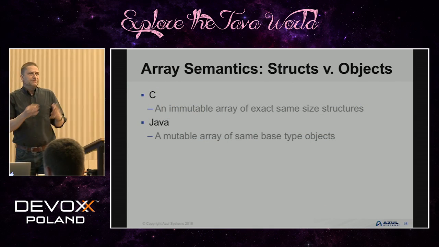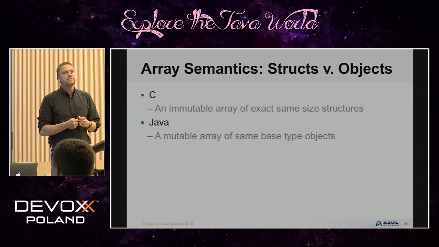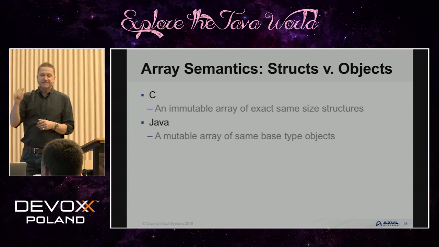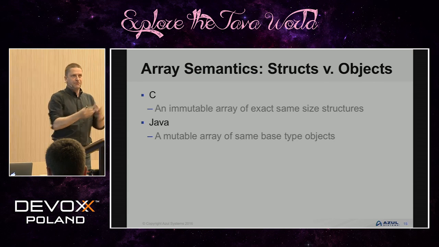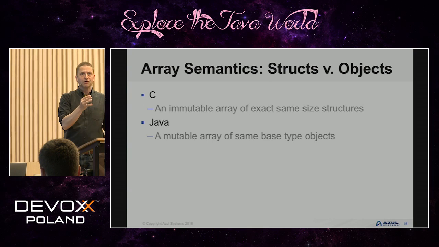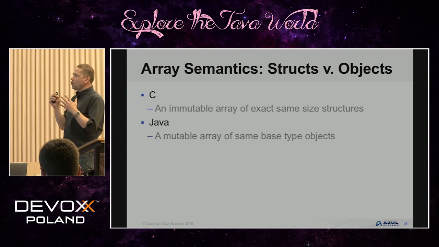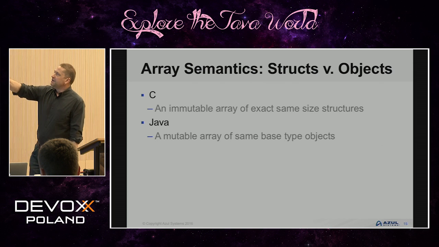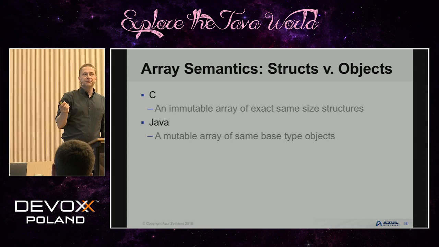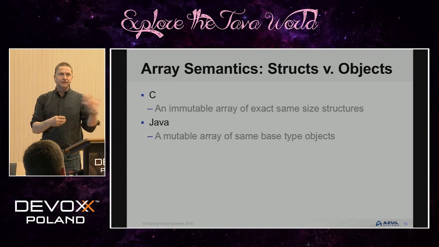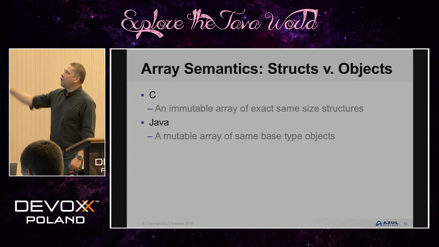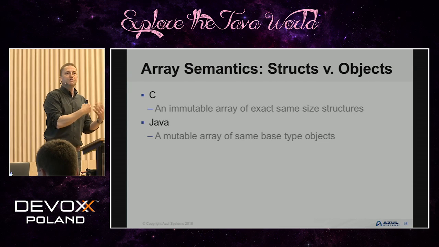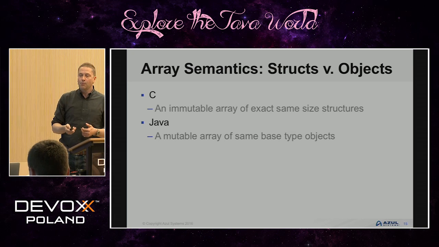So if we look at the semantics of structures versus objects, what we find is that C has an immutable array of exact same-size structures. So we've seen from our description that the structs are always the same size. We can't change them. We can change the values stored in them, but we can't actually change the structures themselves. And then in Java, what we're dealing with is kind of the opposite of that. We're dealing with a mutable array where we can change the references to be different objects of the same base type. So we've seen that we can change the type to a subtype, which could potentially be bigger than the one that we're dealing with.